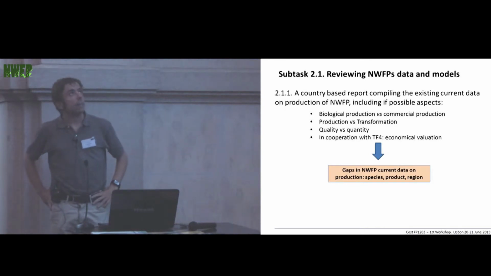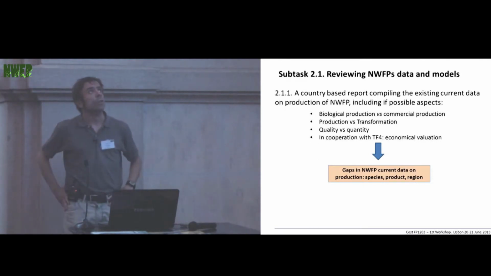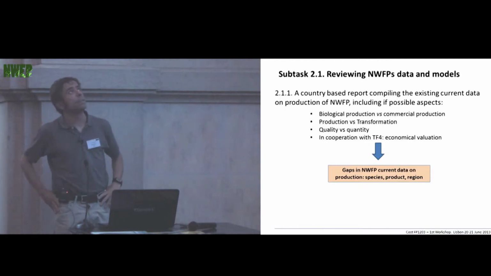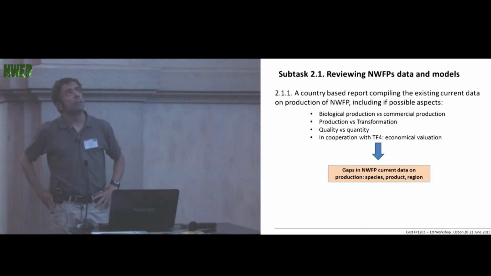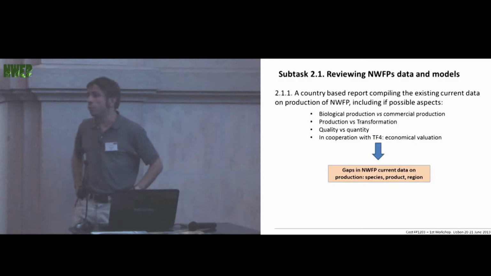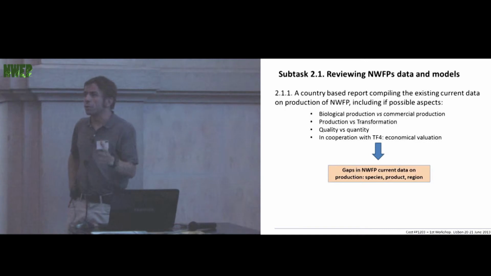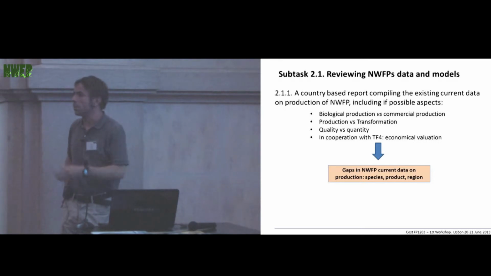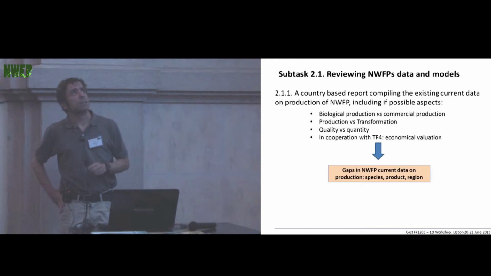Concerning the different activities, the first subtask is related to reviewing non-wood forest product data and models. The first activity is to try to elaborate a country-based report compiling the existing current data on production of these products. Okay? And we have identified that, if possible, we can include aspects such as the real biological production of these products, and related to the real commercial production, how much is traded, what quantity of these products is transformed in each country, or aspects of quality.